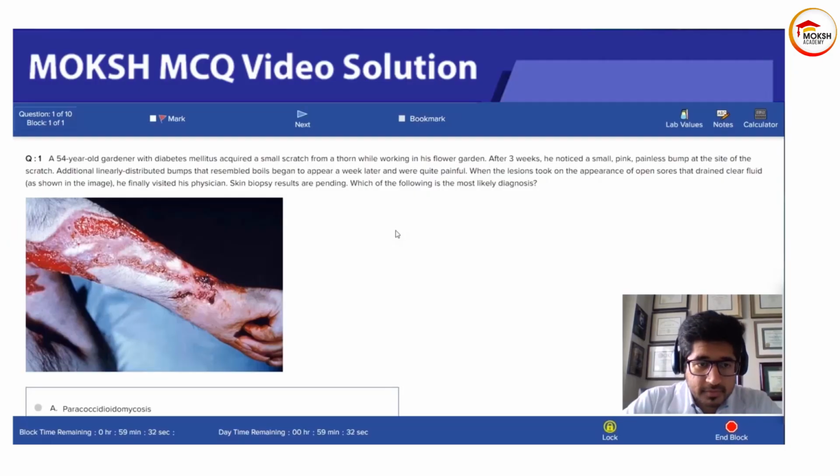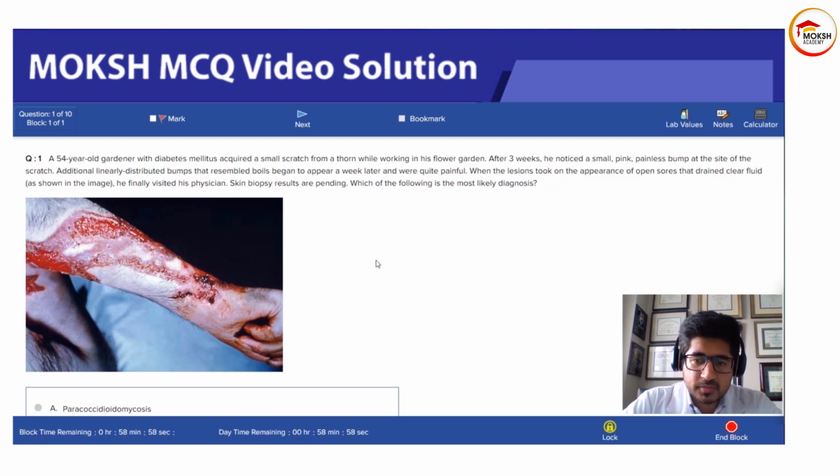So we have a 54-year-old gardener with diabetes mellitus who acquired a small scratch from a thorn while working in his flower garden. After 3 weeks, he noticed a small pink painless bump at the site of the scratch. Additionally, linearly distributed bumps that resembled boils began to appear a week later and were quite painful. When the lesions took on the appearance of open sores that drained clear fluid, as shown in the image, he finally visited his physician. Skin biopsy results are pending.